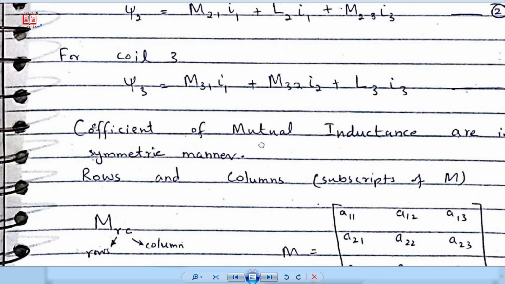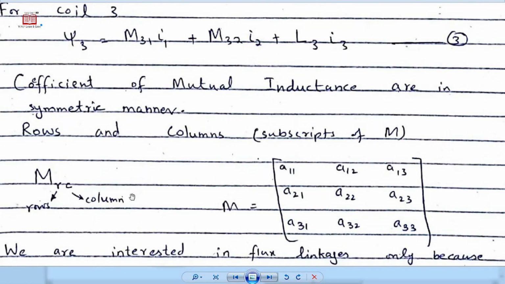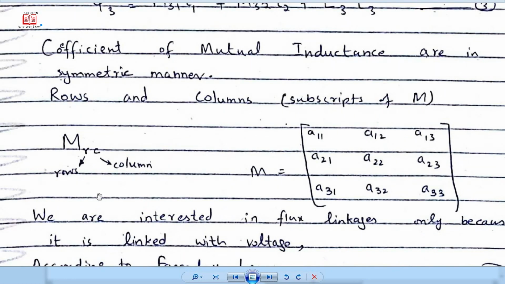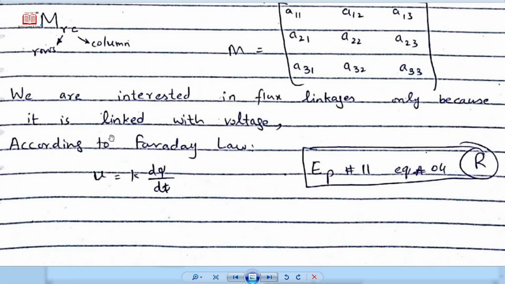So there is a huge symmetry here. We can also write them in the matrix format. The coefficients of mutual inductance are in a symmetric manner, with rows and columns in the subscript. The first represents the rows while the second represents the columns. We are interested in the flux linkage only because it is linked with the voltage, while if it is not linked with the voltage, we are interested in calculating the voltage from the flux linkage.